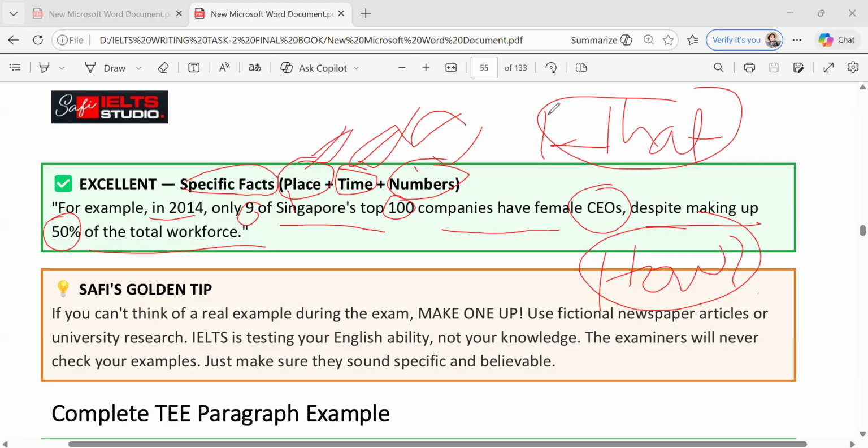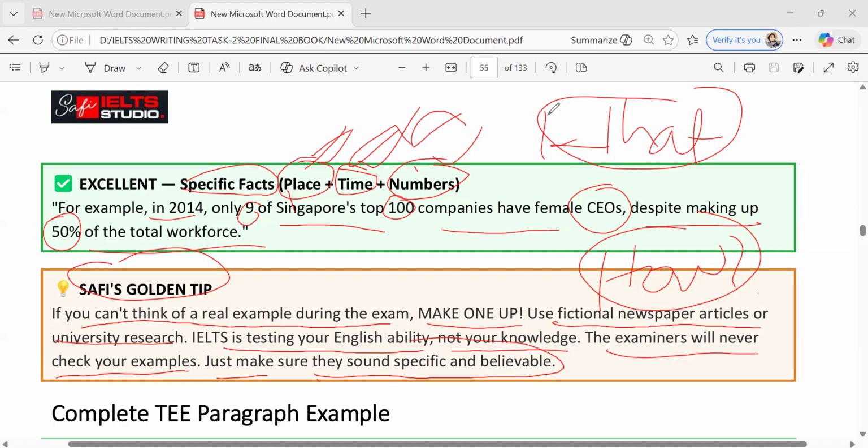Clear? He's interested in what you write, how you write. What we can do, if you can't think of a real example during the exam, is make one up. Use fictional newspaper articles or university research. IELTS is testing your English ability, not your knowledge. The examiner will never check your examples. Just make sure they sound specific and believable.